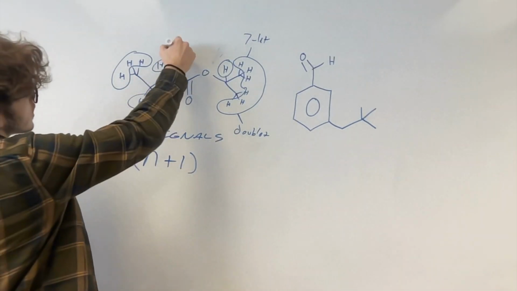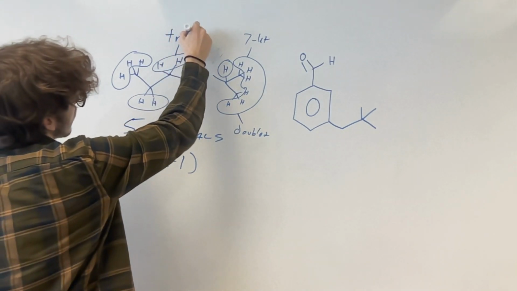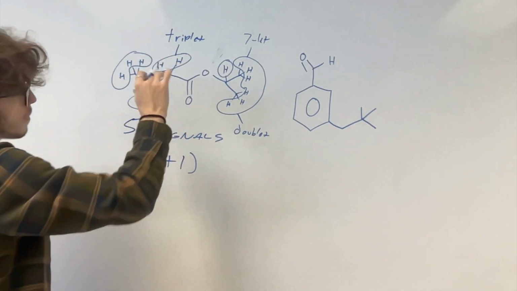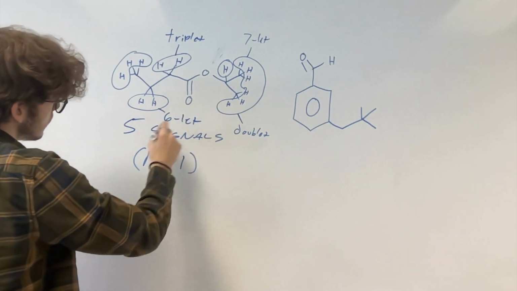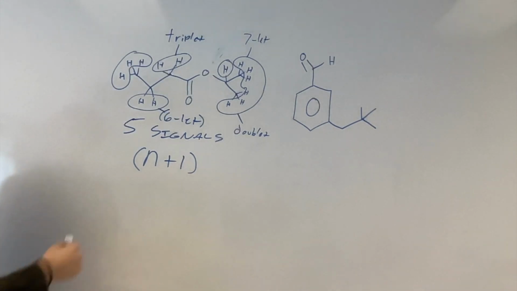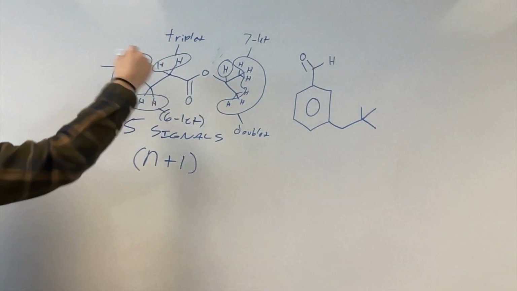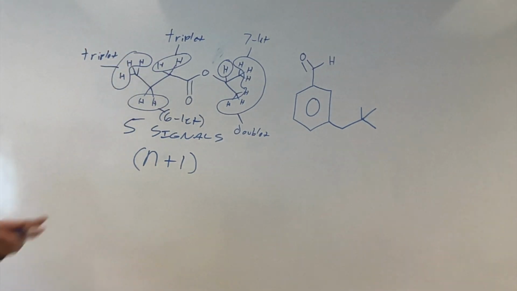Moving on. This signal here, it has 2 hydrogen neighbors. That'd be a triplet. And this one has 2 and 3. That gives us a total of 5 plus 1. That's a 6-let. And finally, we have this kind of terminal carbon hydrogens, and we see that there's 2 hydrogen neighbors plus 1. That's a triplet as well. So hopefully that makes sense.